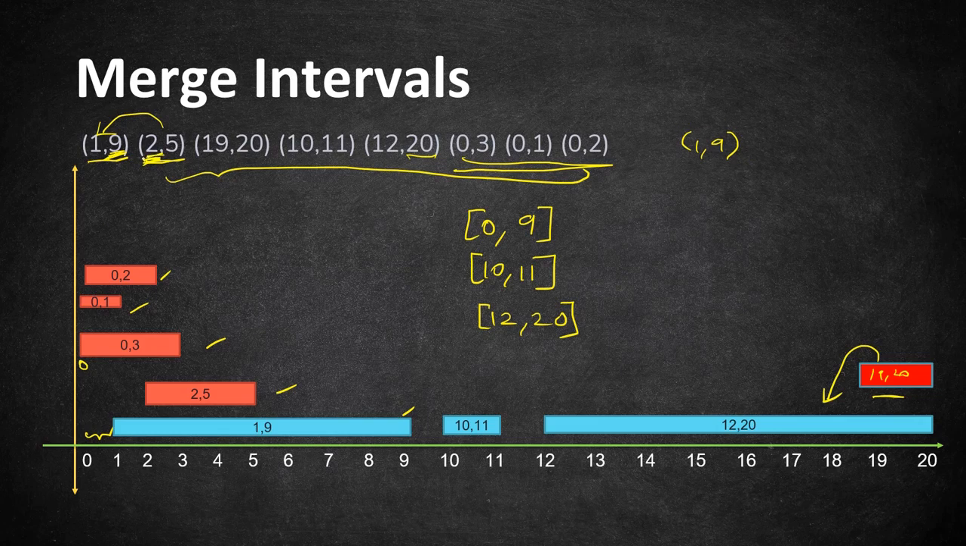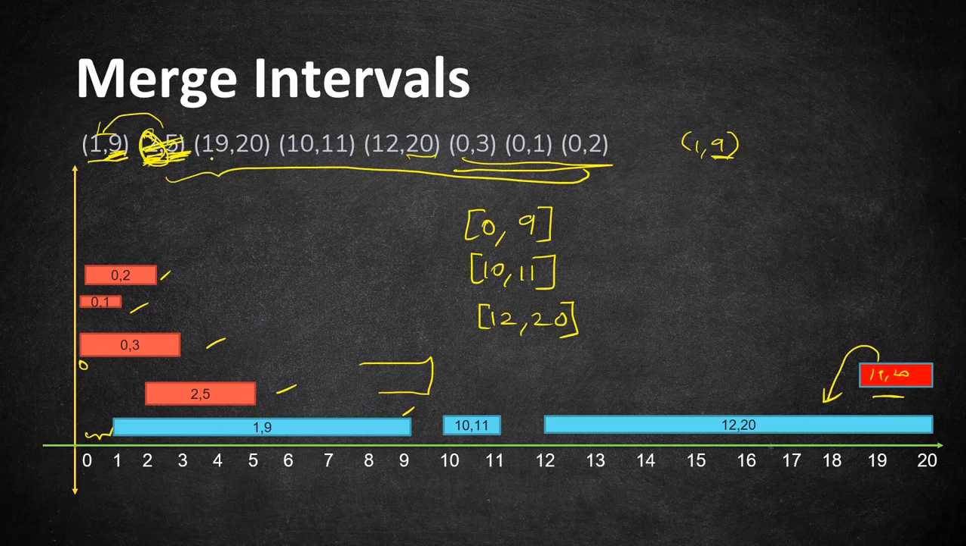First we check 2, 5. You can imagine it overlaps with 1, 9. If it overlaps, there is a possibility that it finishes within 1, 9, or it extends beyond 1, 9. That can be determined with the second value in the interval. Does this value fall within this range? Yes, it does. Now we check whether the ending value is within the range or going beyond it. 5 is less than 9, which means it is within the range, so we ignore this interval.